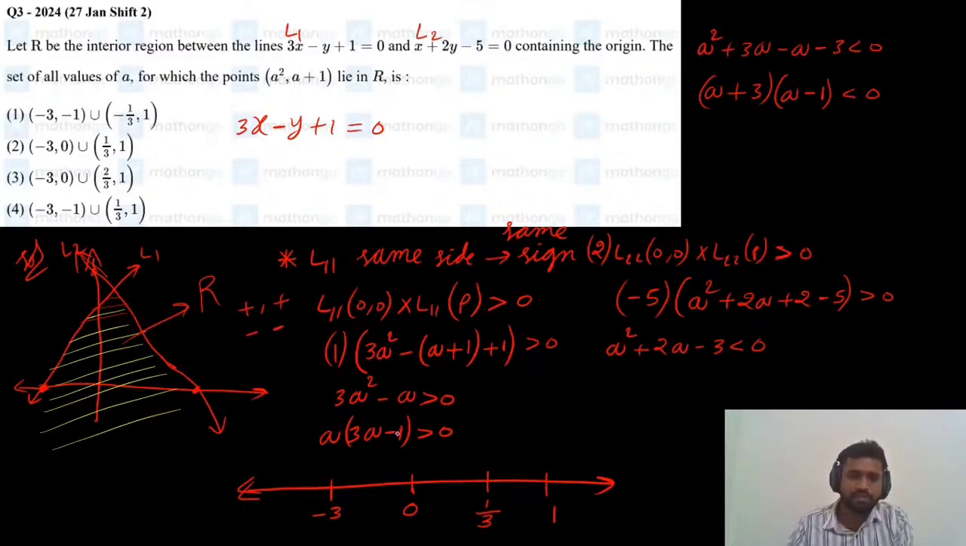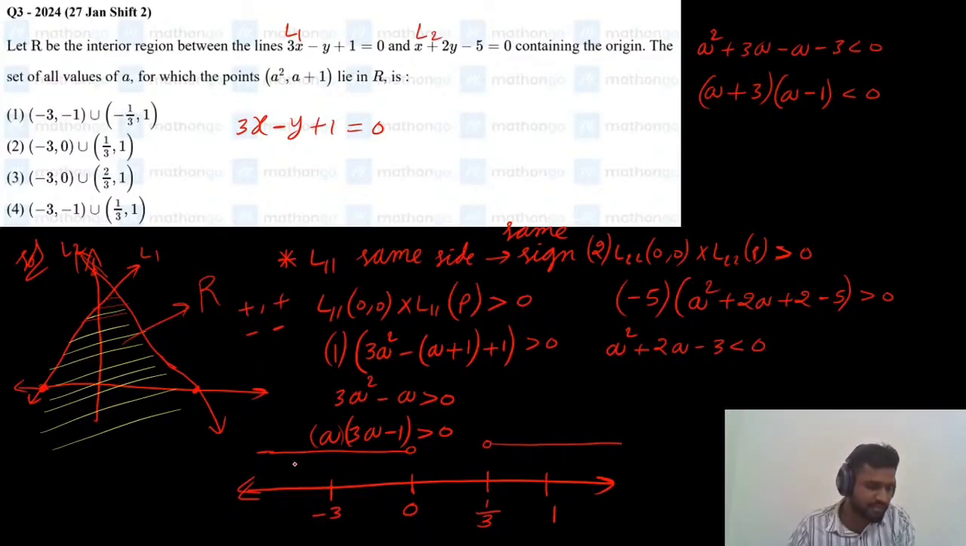a into 3a minus 1 is greater than 0. Which interval? So greater than 0 means from here to here, and minus infinity to 0. If you see the inequalities session, it will be clear for you. Critical point, Lokesh. 0 is one critical point, and 1 by 3 is another critical point. Critical points we will find while solving inequalities. So greater than 1 by 3 and less than 0.